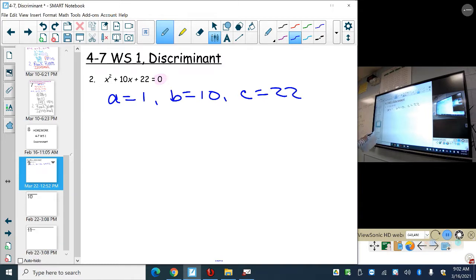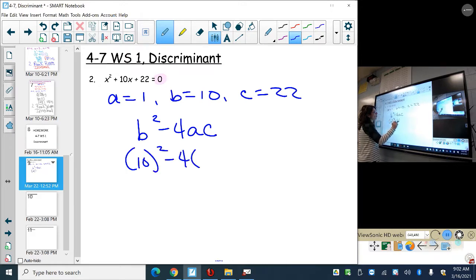Sorry, I wanted to grab the worksheet, make sure I had the directions correct. So it says to evaluate the value of the discriminant and determine the number of solutions. So b squared minus 4 times a times c. b is going to be 10 squared minus 4 times a, which is 1, times c, which is 22.